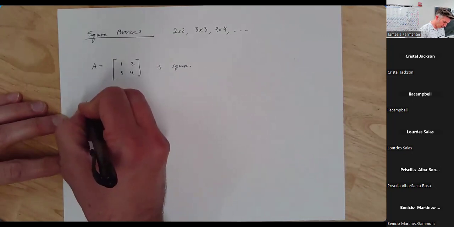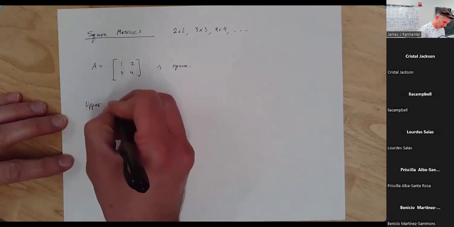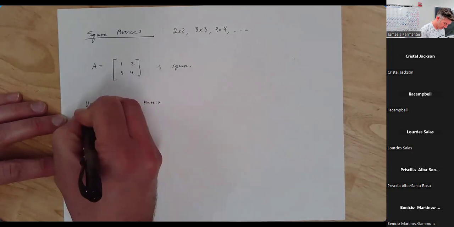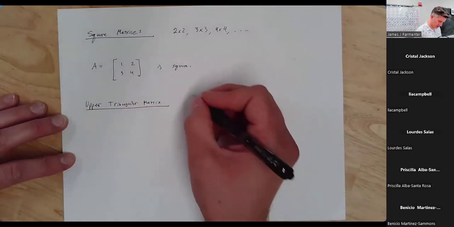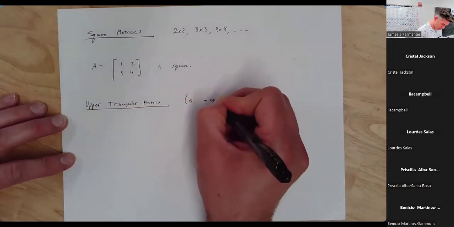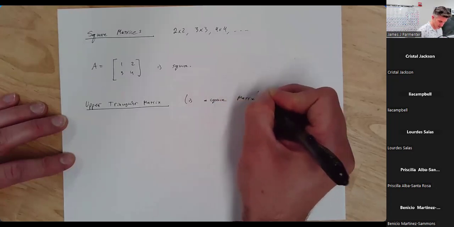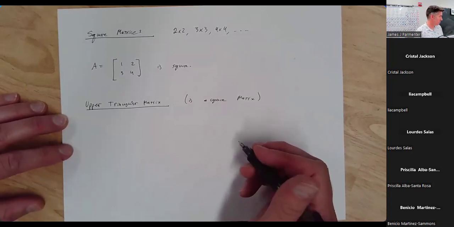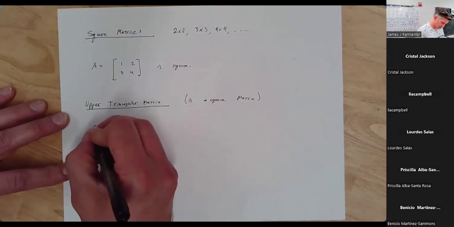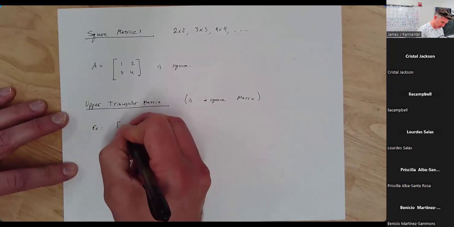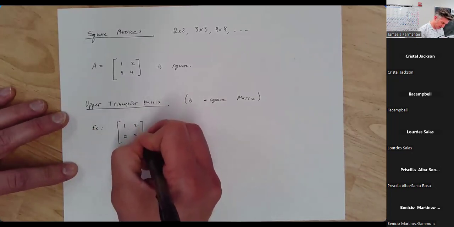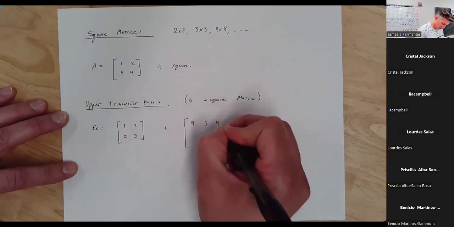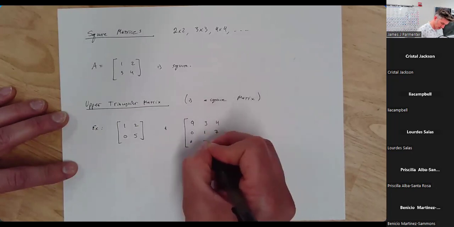First, you can have an upper triangular matrix. An upper triangular matrix is a square matrix where everything below the main diagonal is 0. Here are two examples: this matrix, 1, 2, 0, 5, and this matrix, 9, 3, 4, 0, 1, 7, 0, 0, 6.